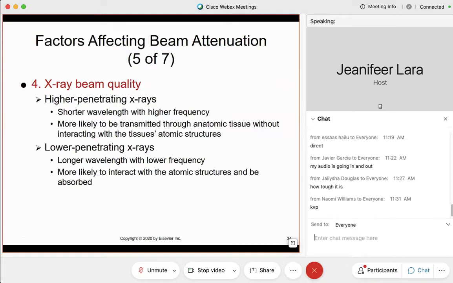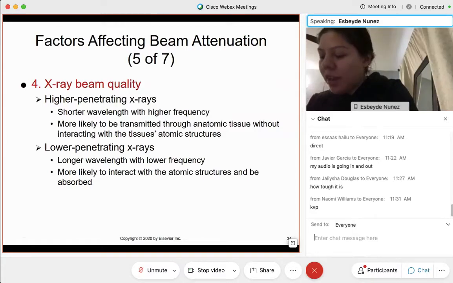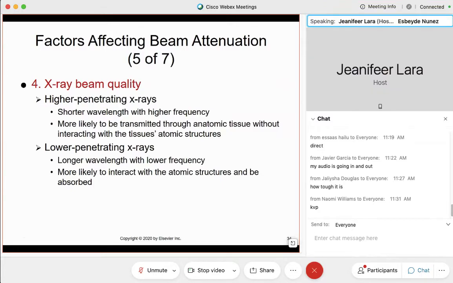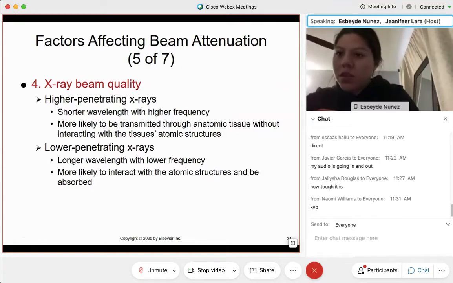Laura, just to verify, I'm sorry, I couldn't hear you for a moment. It was density, atomic number, beam quality, the X-ray beam quality. What are you asking? Are you asking about the 4 factors? Yes. So you have tissue thickness, tissue density, atomic number, and beam quality. Thank you.